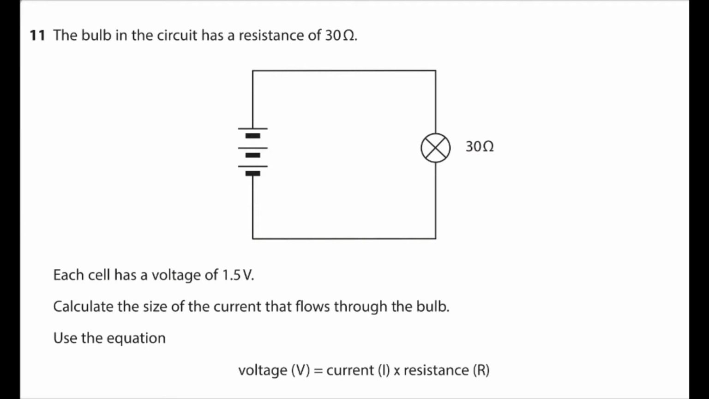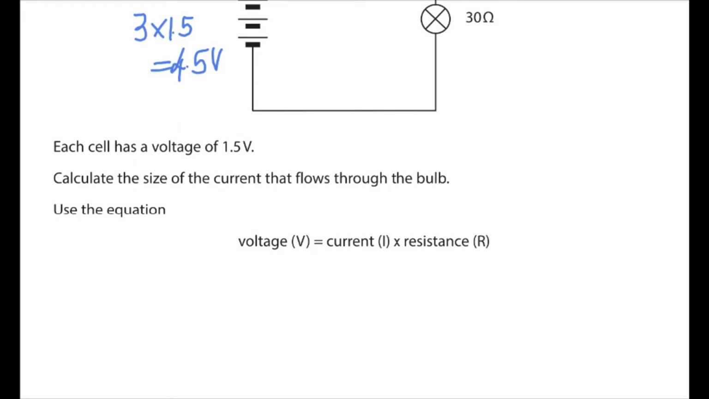11th question. The bulb in the circuit has a resistance of 30 ohms. Each cell has a voltage of 1.5 volts. So you can see in this question they have given 3 cells, which means each one is having 1.5, so the total voltage is equal to 4.5 volts. They have given the equation voltage equals current times resistance. They are asking to calculate the size of the current that flows through, which means we need to rearrange this equation, so I will show you how to find it.